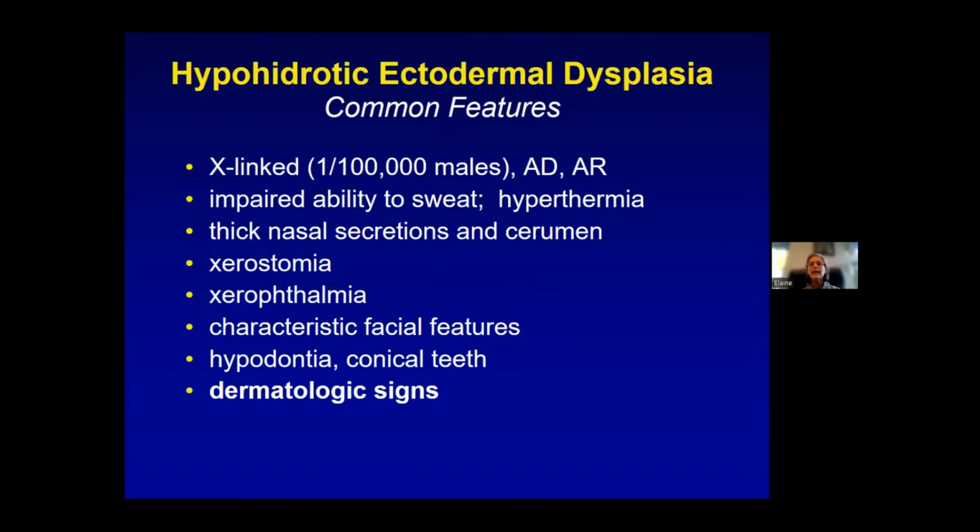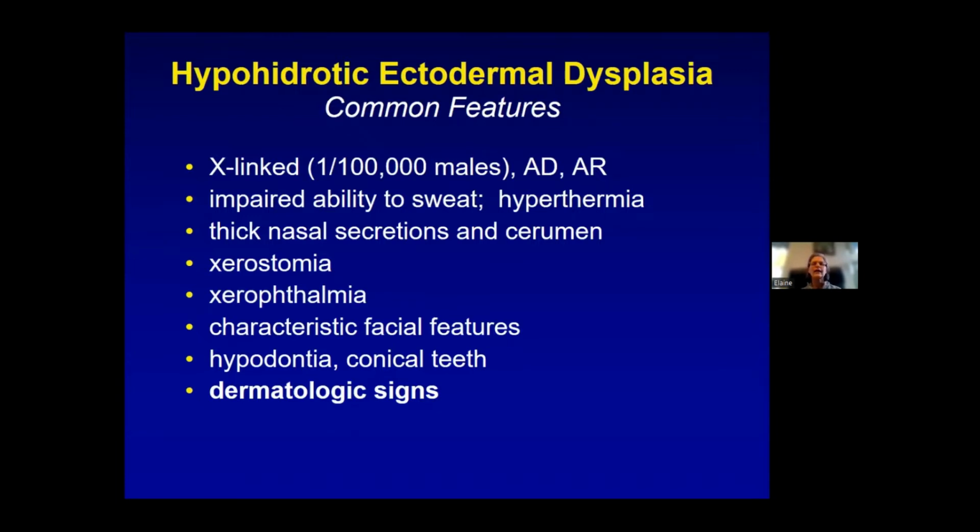The most common ectodermal dysplasia, I'm sure most people attending today know, is hypohidrotic ectodermal dysplasia. The majority of those are X-linked. It occurs at a frequency of about 1 in 100,000 males, but there are also autosomal dominant and autosomal recessive forms. The X-linked form works through the protein, and the dominant and recessive forms work through the receptor.